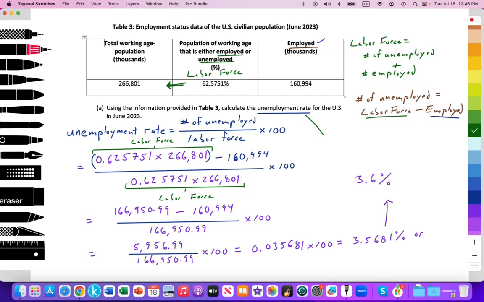We have calculated this. So the unemployment rate for the US in the month of June in the year 2023 is going to be 3.6%. So hopefully that was a breakdown of how you would solve that question.